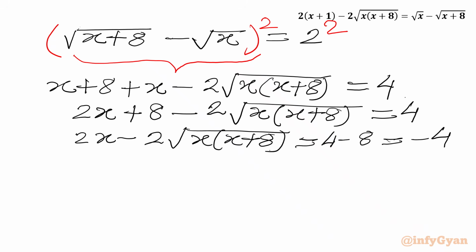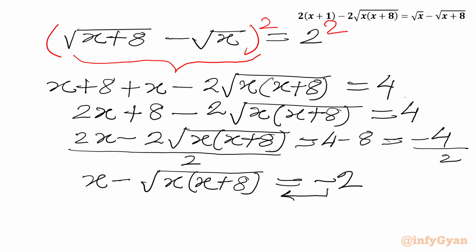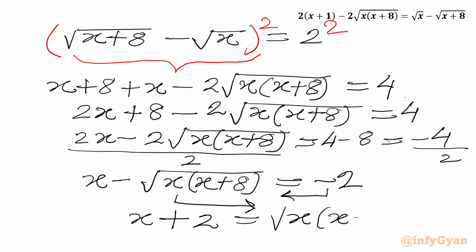The equation is divisible by 2. We will divide both sides by 2. So we will get x minus square root x times x plus 8 equal to minus 4 over 2, minus 2. We'll take minus 2 to the LHS and this minus square root term to the RHS. So we can write x plus 2 will be equal to square root x times x plus 8. Now we have a single square root in the RHS, so we can consider squaring for the last time.